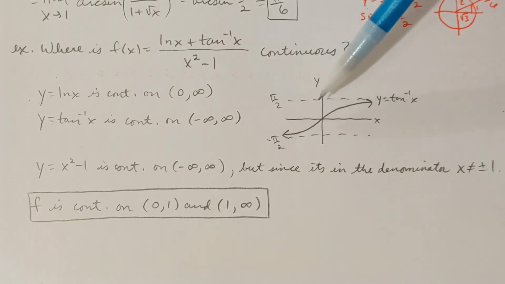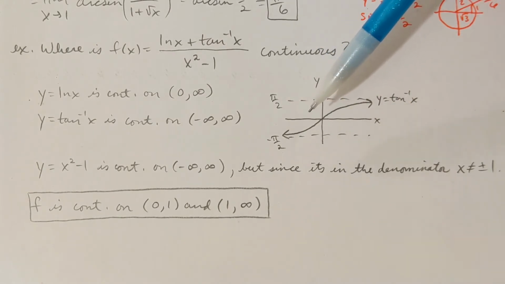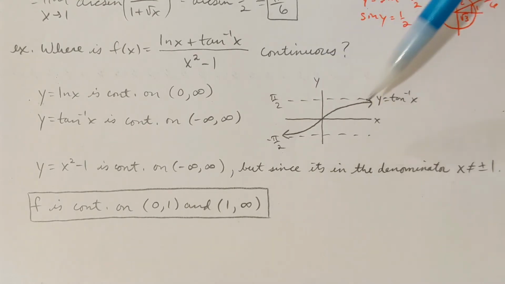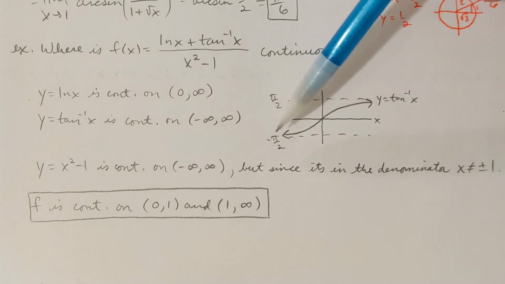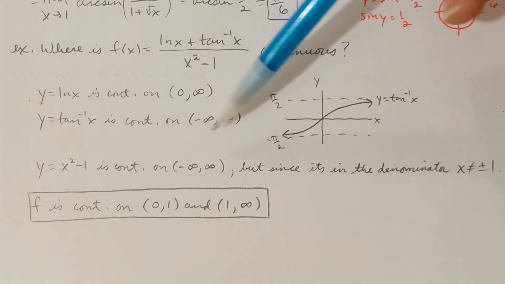This is the one that's got two horizontal asymptotes on it at y equals pi over 2 and y equals negative pi over 2. And the graph is in quadrants 1 and 3 as you see it approaching the two boundaries. The domain of the tangent inverse function is all real numbers, right? I'm covering the entire x-axis there, all real numbers.